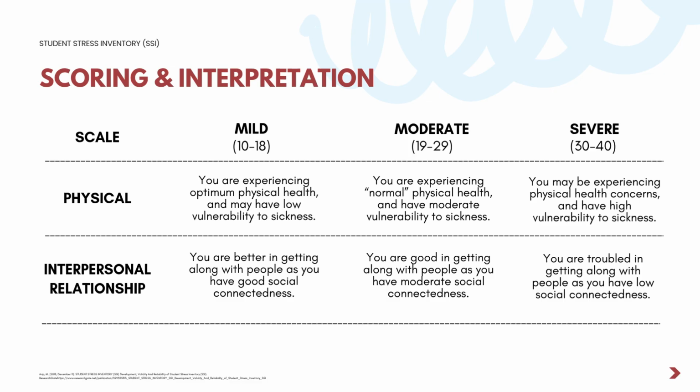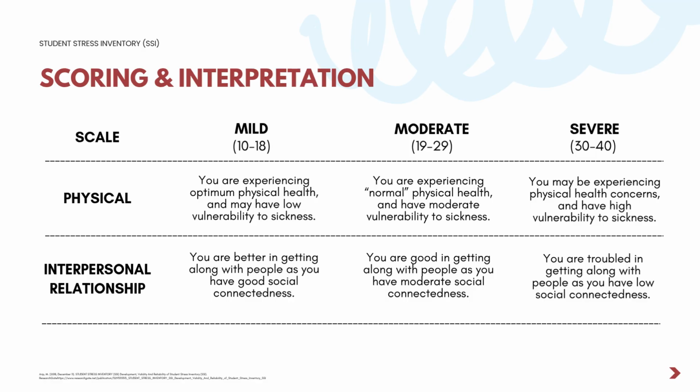The physical scale. This measures how your body reacts to stress. If your score is mild, you are experiencing optimum physical health, meaning your body is managing daily demands well and you have low vulnerability to falling sick. A moderate score indicates normal physical health. You might notice occasional stress-induced headaches, muscle tension, or fatigue, showing a moderate vulnerability to sickness. A severe score means you are facing active physical health concerns. Your body is under constant strain, which greatly increases your vulnerability to illness.